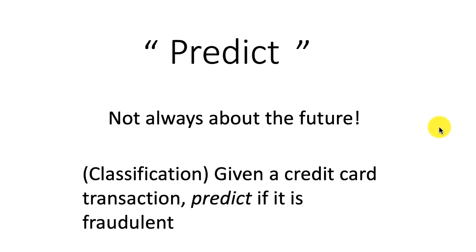So a classification example would be: given a credit card transaction, predict if it's fraudulent. But of course, this is not a prediction because the transaction has already occurred. And therefore, what you're really doing is trying to determine if this transaction, which has already occurred, was fraudulent or not. We call it loosely predict because we are just determining a value for something that we don't know.